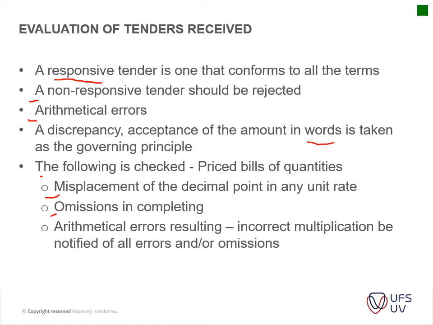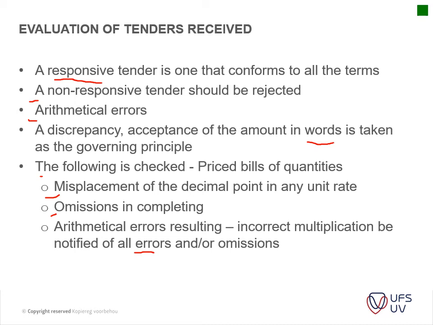Then arithmetical errors result in incorrect multiplication and so on, or items omitted. You can either use your discretion and use the prescribed methods. It is usually shown in your tender conditions how it's going to be evaluated. So you can either correct it in accordance with those prescriptions, or you can contact the contractor to amend it, or so on, but the bottom line of the tender amount stays the same.